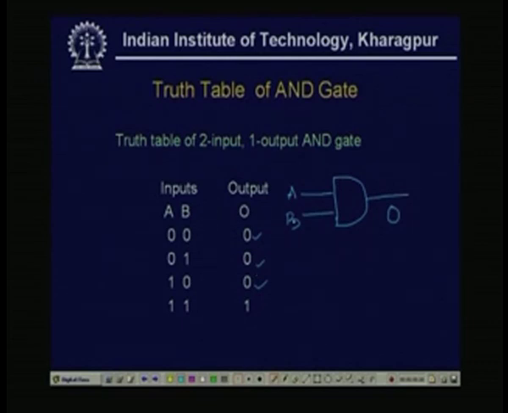means both the switches are connected. So, when the input is only 1 1, then only I am getting a 1 at the output. So, here only if both the inputs are high, that means plus 5 volt, then only I am getting a plus 5 or 1 at the output. So, this is the truth table of AND gate.